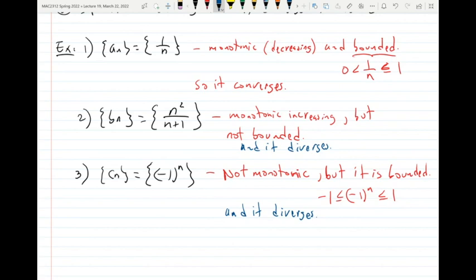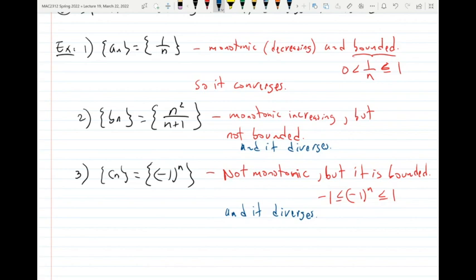Okay. So let's see. Yeah, exactly. Because for example, if it's bounded but it fails to be monotonic, what can the limit be? If it's not monotonic, it means you have no control of the terms, so it's not going to get close to anything. No, we have to be careful.